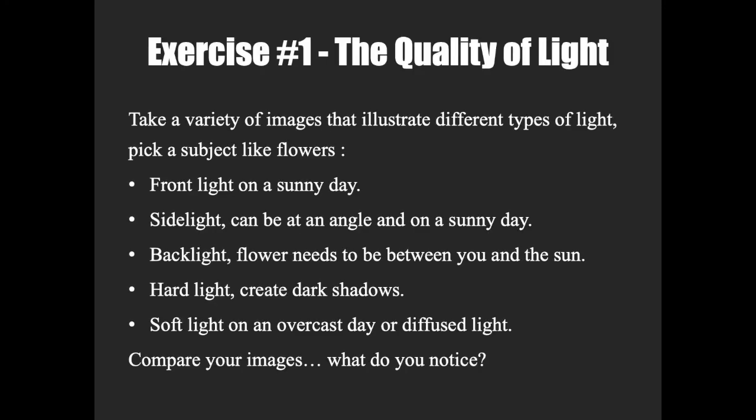Let's move on to our exercise section. The first exercise is to help you understand the quality of light. So I want you to take a variety of images that illustrate different types of light. I want you to shoot a front light, side light, backlight image of the same subject, like flowers, for example. And then I want you to shoot that subject under a hard light that will create dark shadows, and under a soft light, for example, on an overcast day, which will give you a diffused light.